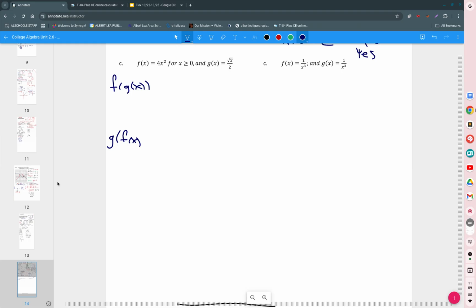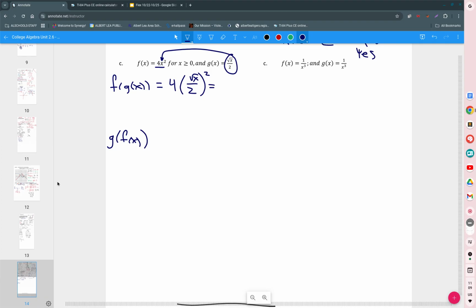Notice that there's this little addition here. It says for x greater than or equal to 0. Notice that it's 4x squared. Is 4x squared a one-to-one function? What shape does that make? Parabola. Is a parabola one-to-one? No. If I restrict the domain to be just this half, is it now one-to-one? Yes. So that's all that means. You don't have to do anything with it. And so if I take this and drop it into x, I get 4 times the quantity, root of x over 2 squared.